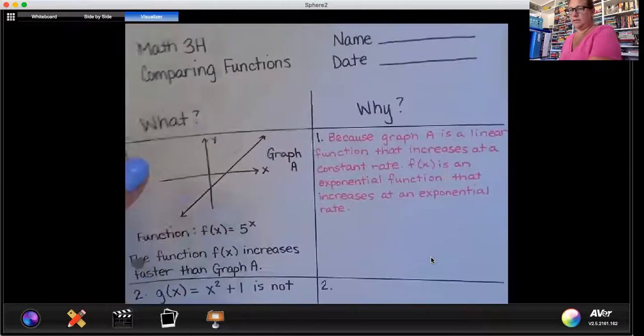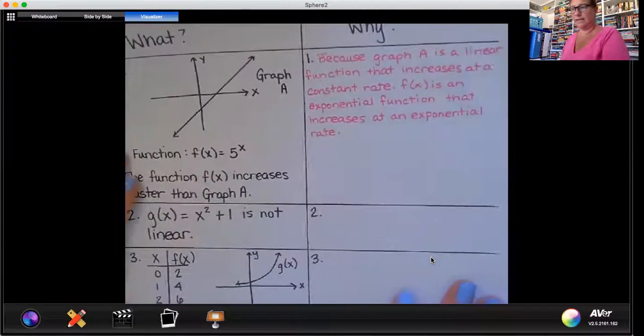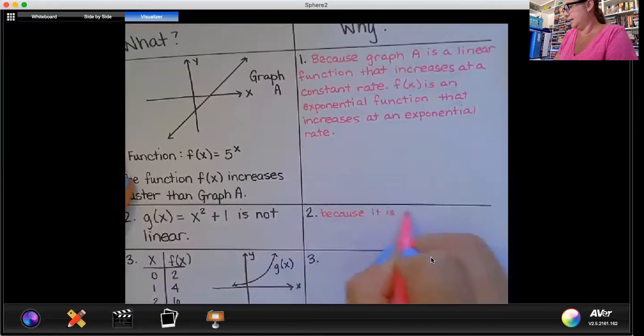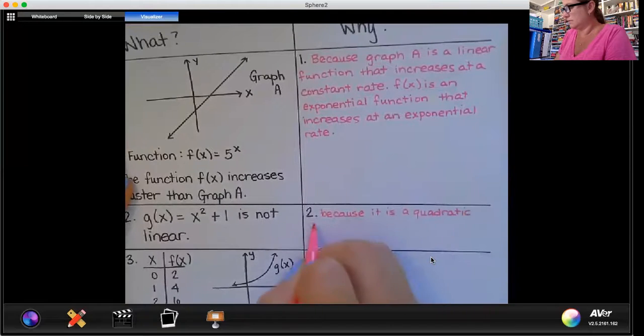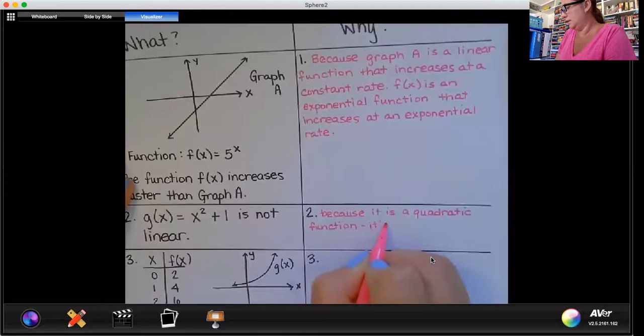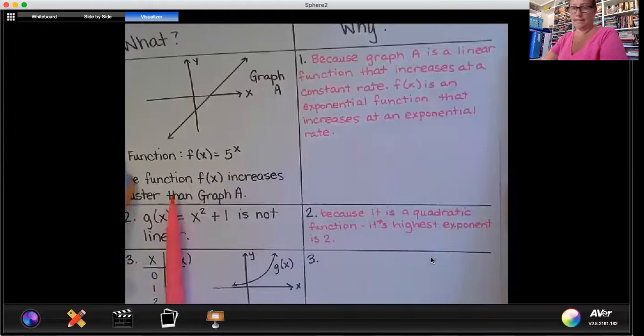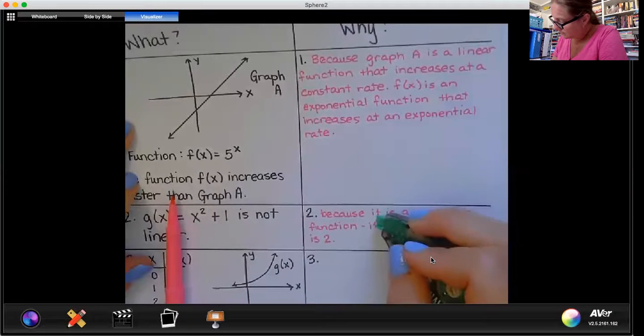All right, g of x equals x squared plus 1 is not linear. Why not? Because it is a quadratic function. Its highest exponent is 2. For linear, its highest exponent is 1.